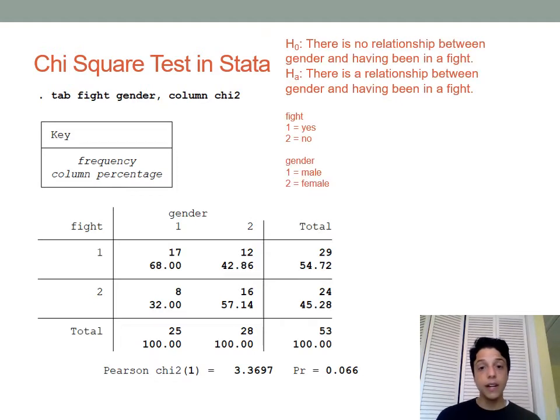Here, the fight and gender variables are coded like this. So 1 means yes, 2 means no. For gender, 1 means male and 2 means female. So you can see these are the same percentages, same counts, same everything that we've had throughout this lecture.